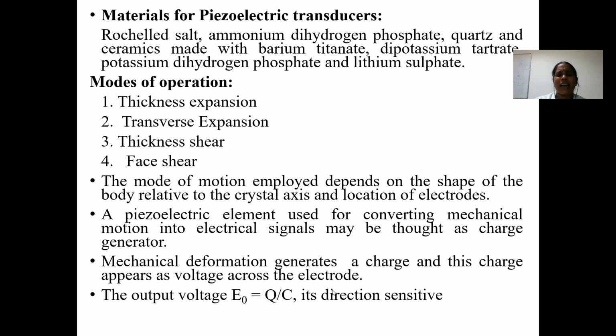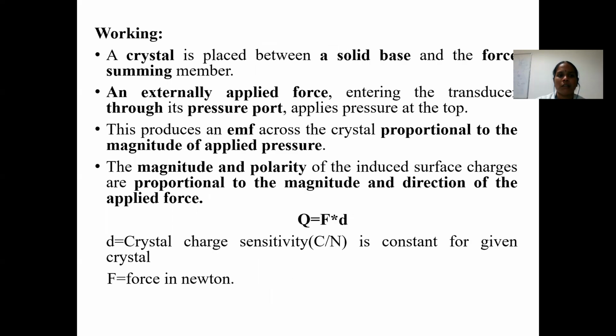It is direction sensitive. Depending upon the direction, the output voltage changes from positive to negative or negative to positive. A crystal is placed between a solid base and a force summing membrane, as shown in the first slide. An external force applied, entering the transducer through its pressure port, applies pressure at the top. This produces an EMF across the crystal proportional to the magnitude of the applied force.